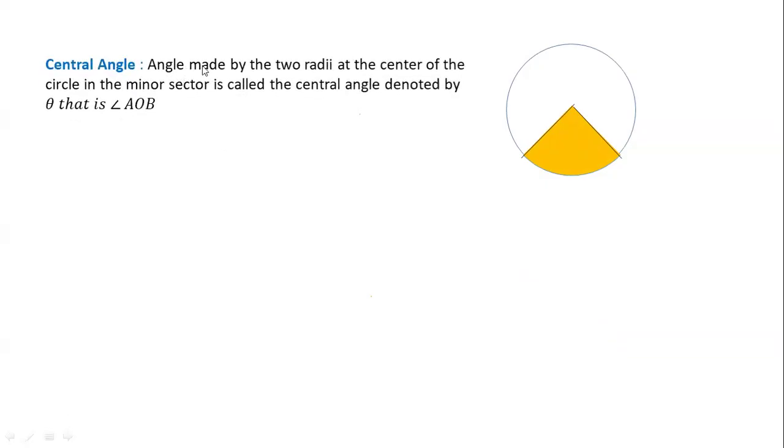Central angle. The angle made by the two radii at the center of the circle in a minor sector is called the central angle, denoted by theta. That is angle AOB, minor theta. This is the central angle, this is theta. O is the center of the circle. So, central angle. Got an idea?